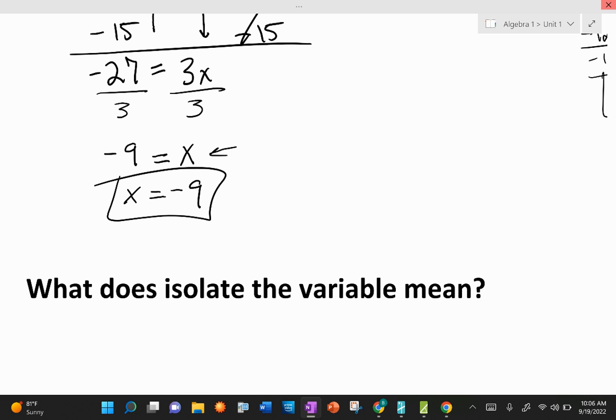So you gave me an example of isolating a variable. Could you just explain to me, pretend I don't know what any of that stuff is. What does isolating the variable mean in general? Making it alone. Yeah, just getting the variable by itself. Okay, did anybody have anything slightly different but similar?